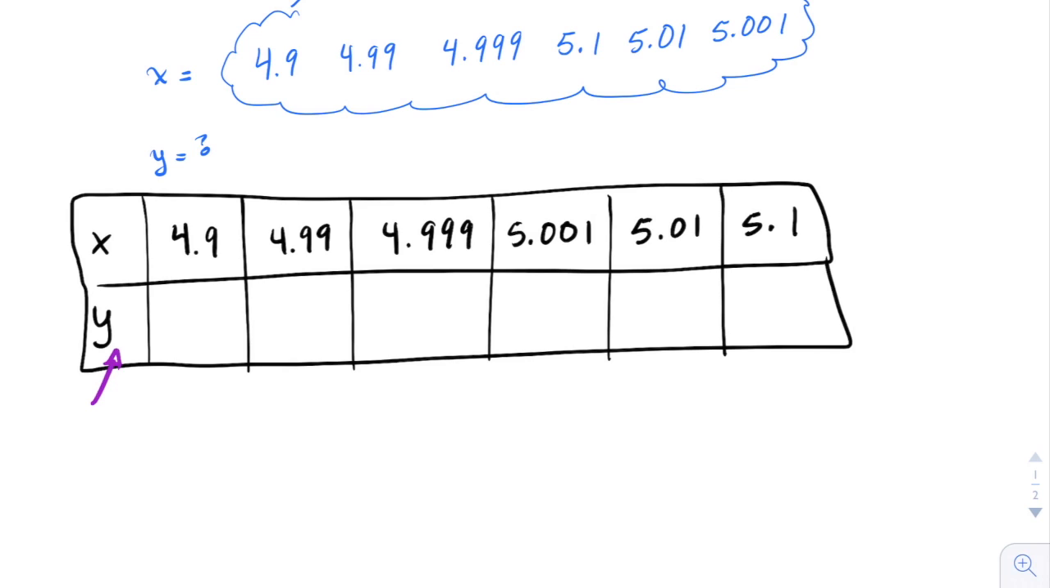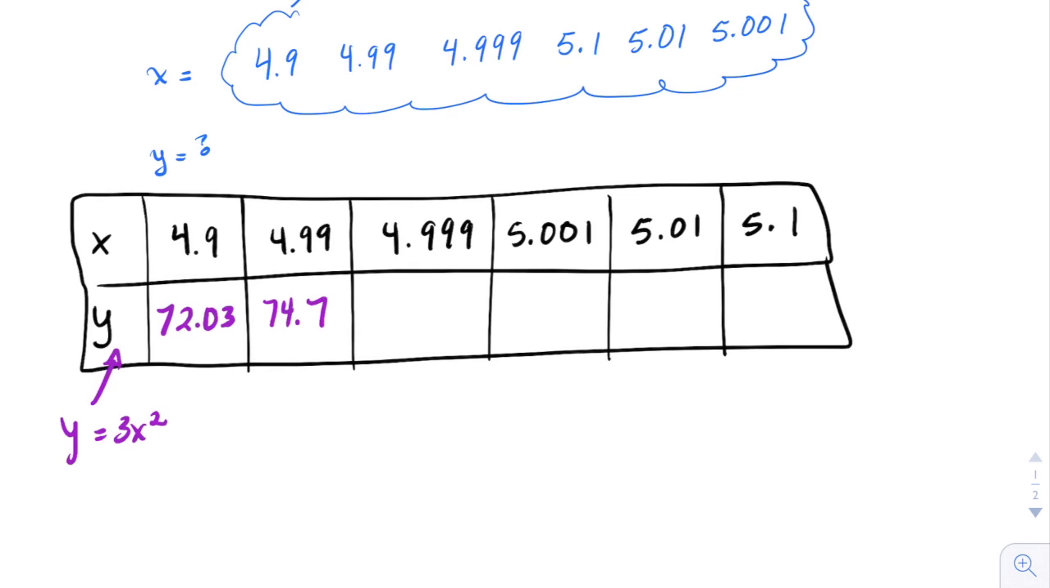So when y is equal to 3x squared, okay, when x is equal to 4.9, what is y? Well, we can just plug that into our function and find our corresponding output. So if you put this in your calculator or use Wolfram Alpha, however you choose, you will end up with 72.03. For 4.99, you're going to get 74.7.